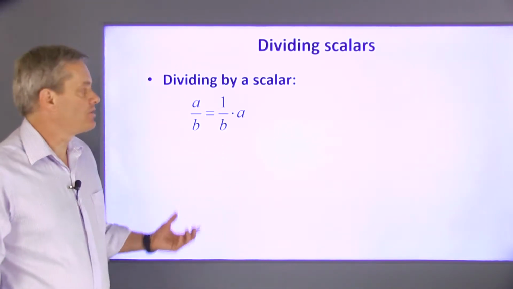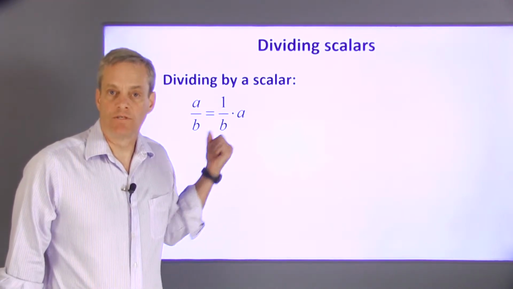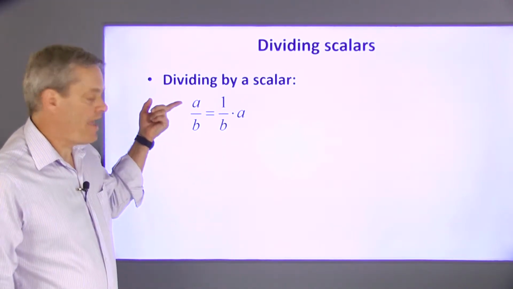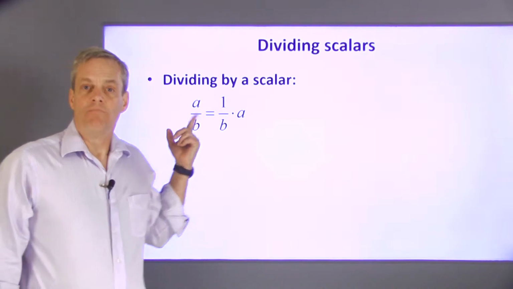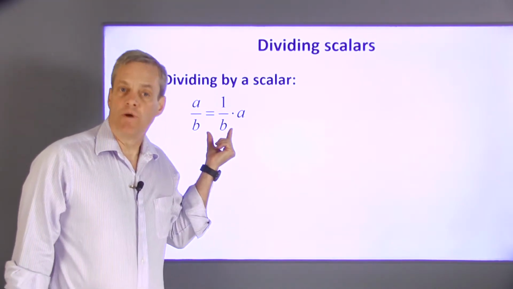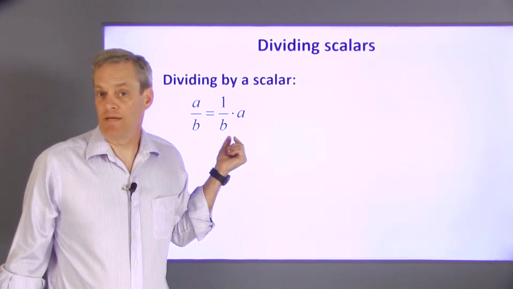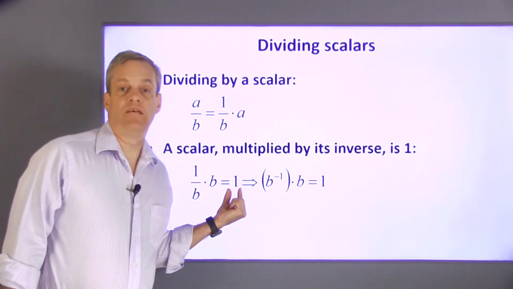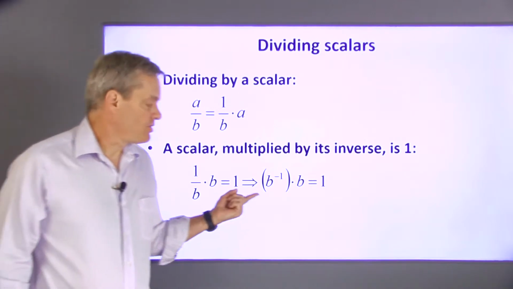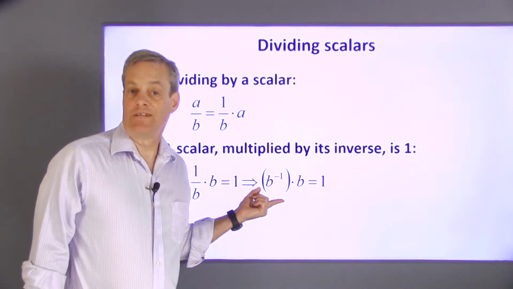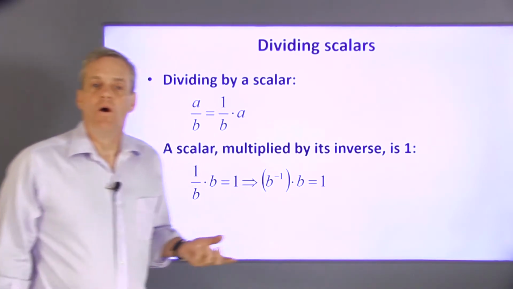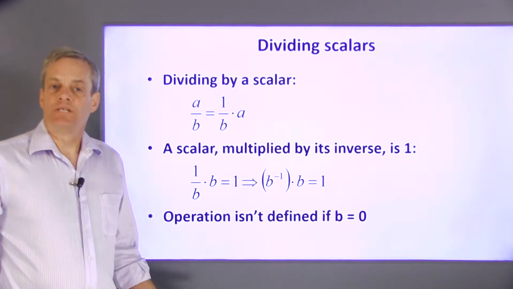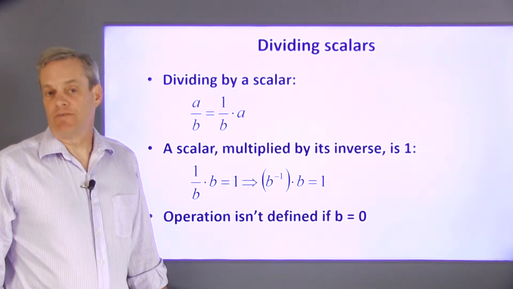Division can be done in terms of multiplication by an inverse. So I can divide a number a by a number b by multiplying a by 1 over b, or the inverse of b. The product of a number and its inverse is defined as being 1. An inverse can also be expressed as the number raised to the negative first power. One exception to this is the number 0, since the inverse of 0 is not defined.